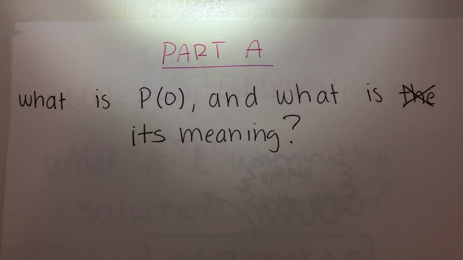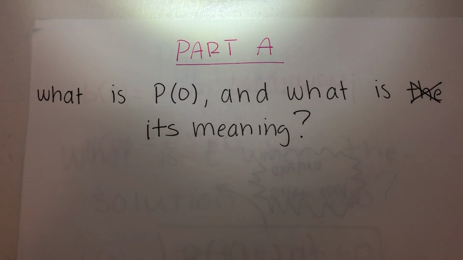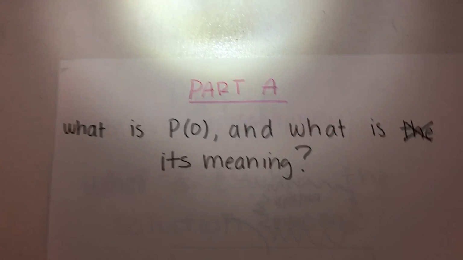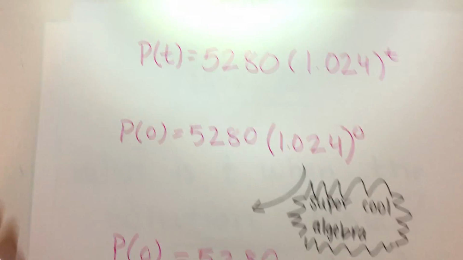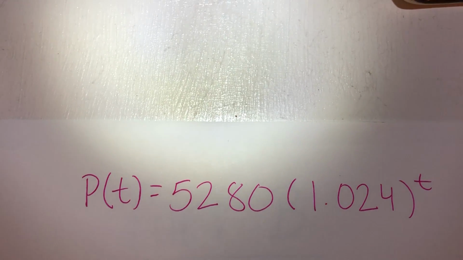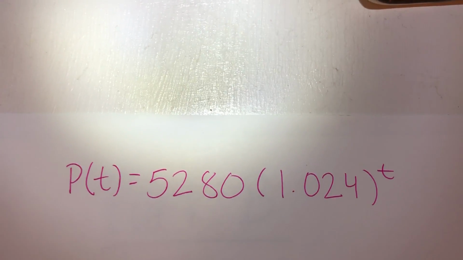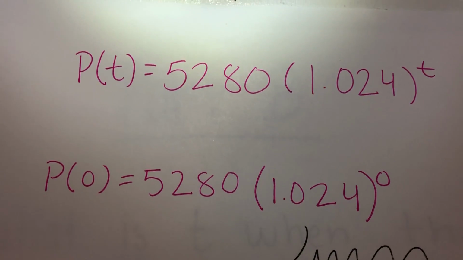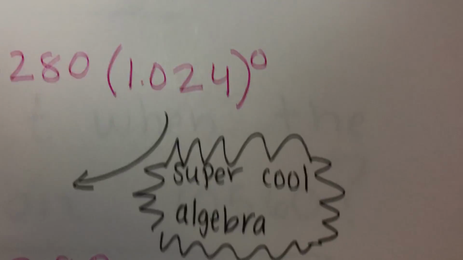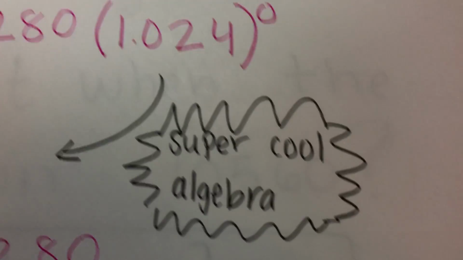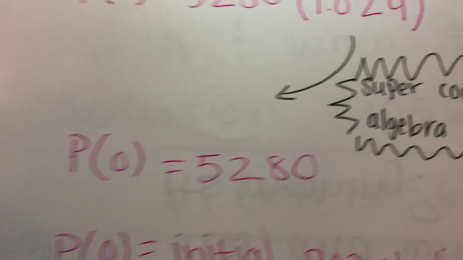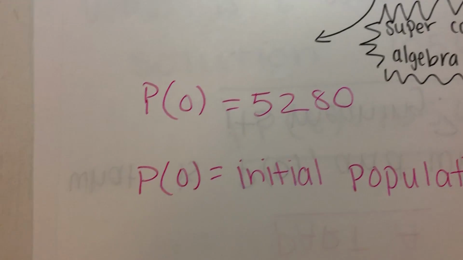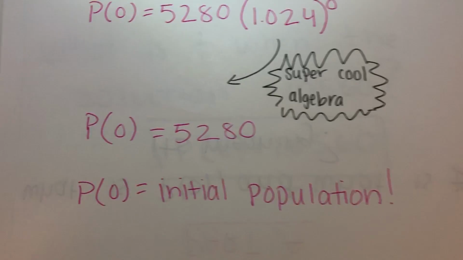Part A: what is P of 0 and what is its meaning? When we plug 0 into the function that we were given, P of T equals 5,280 times 1.024 to the T, what happens when we plug in 0 for T? Well, once we plug it into the equation and do some super cool algebra, we get P of 0 equals 5,280. That's the initial population.